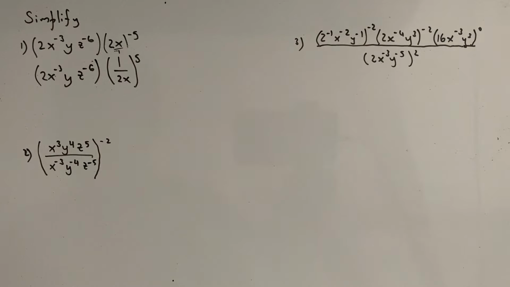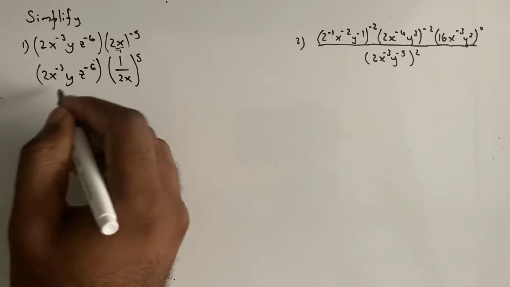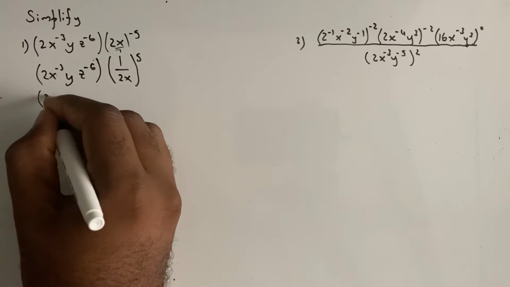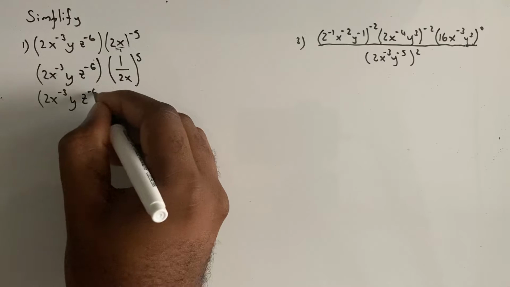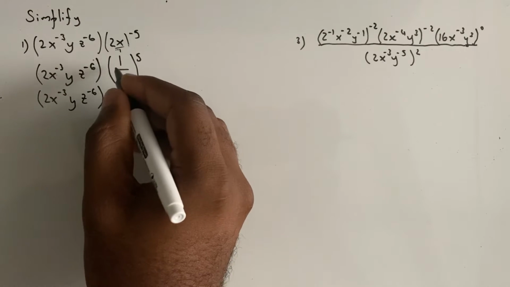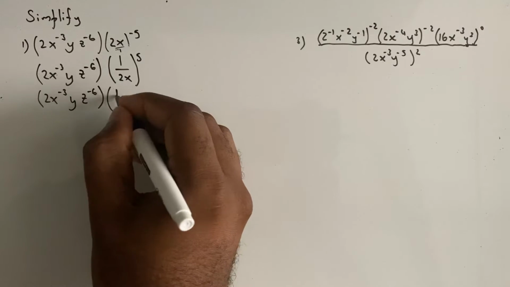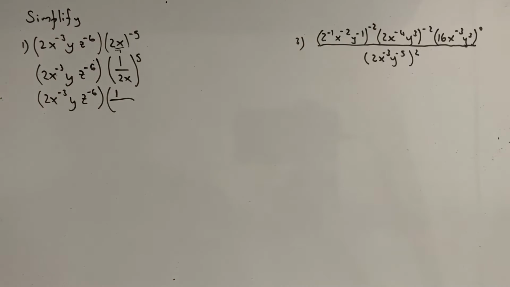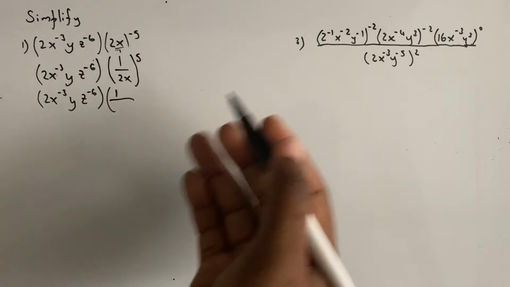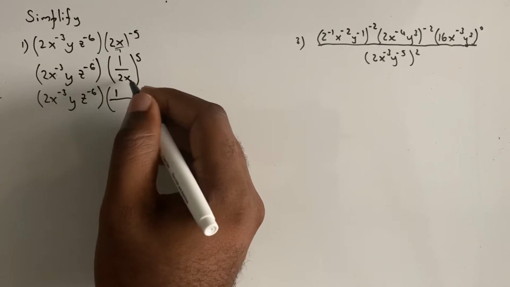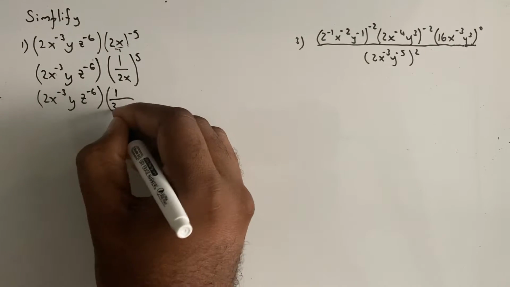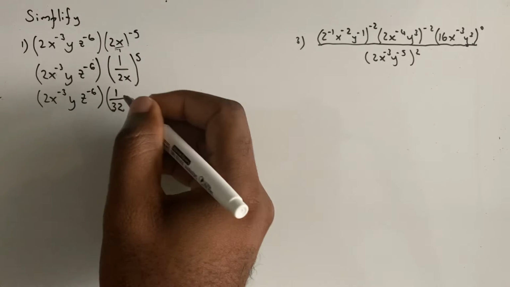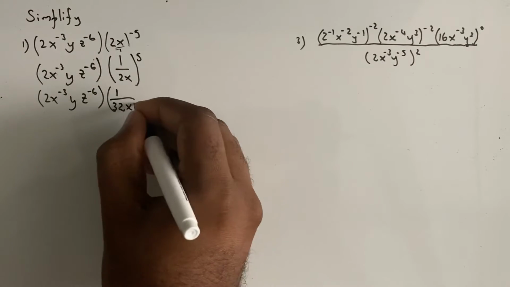I'll probably have to erase this part so we can have enough room. So we keep going, as I said, 2x to the negative 3 y z to the negative 6. Then here, this is 1 to the 5th power, which is 1, and 2x to the 5th power. Now 2x times 2x, 5 times. So 2 times 2 is 4, times 2 is 8, times 2 is 16, times 2, which is 5 times, would be 32. So 32 and x to the 5th.